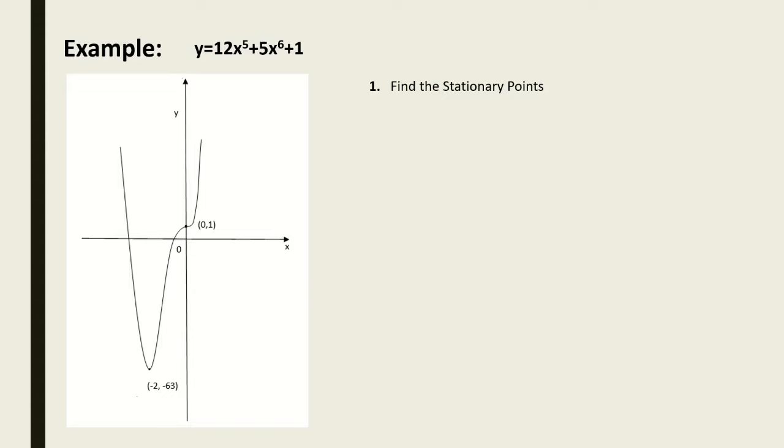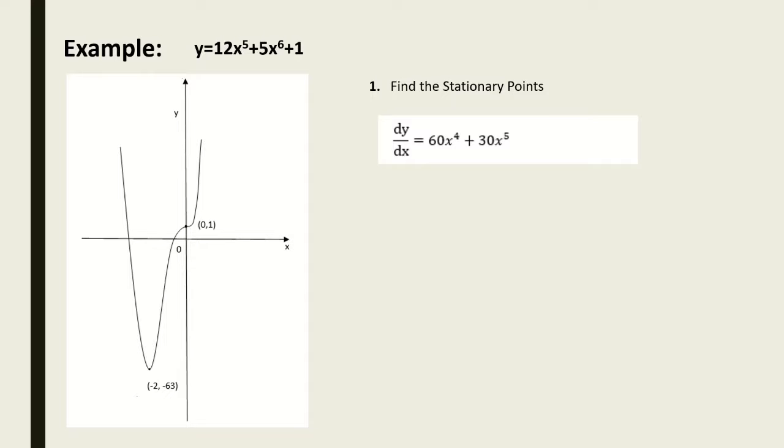First of all, we need to find dy/dx, which equals 60x to the power 4 plus 30x to the power 5. Now, we know that at stationary points the gradient has to be 0, so dy/dx equals 60x to the power 4 plus 30x to the power 5 equals 0 in this case.